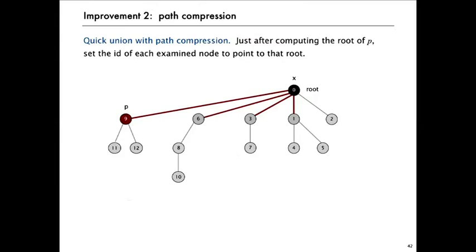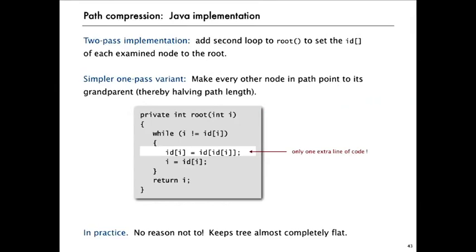That's going to be a constant extra cost. We went up the path once to find the root. Now we'll go up again to just flatten the tree out. And there's no reason not to do that. We had one line of code to flatten the tree, amazingly.